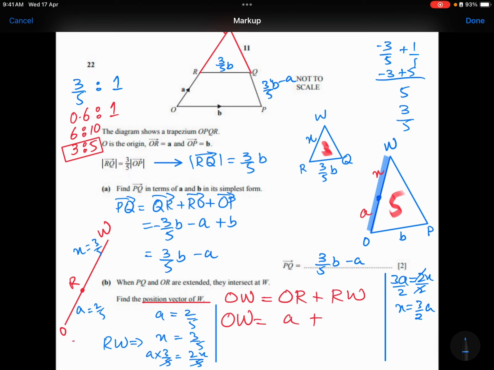So x is equal to 3 by 2 a. So 1 plus 1.5 is 2.5a or 5 by 2 a. That would be the answer for this question.